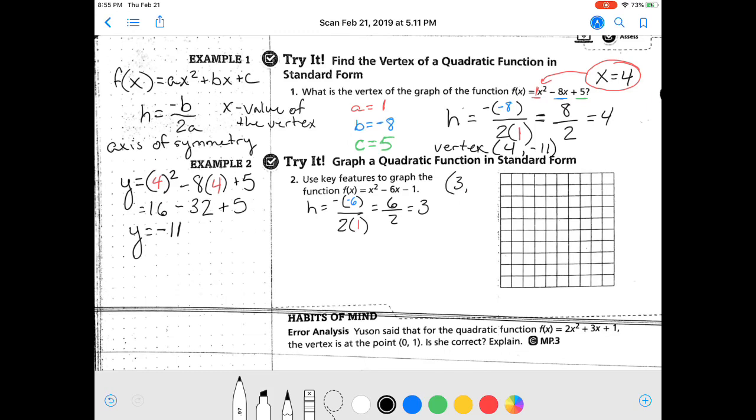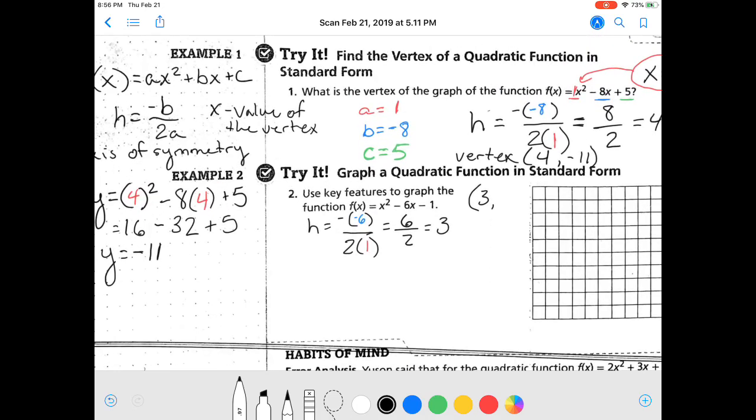Now I have to find the y value by plugging that 3 in for my x in my original function. So I'm going to write out the function using parentheses. So remember our y value is the k value of our vertex. So I'm going to have the x squared minus 6x minus 1. In place of the x, I'm plugging in 3. So I'm going to have 3 squared minus 6 times 3 minus 1.